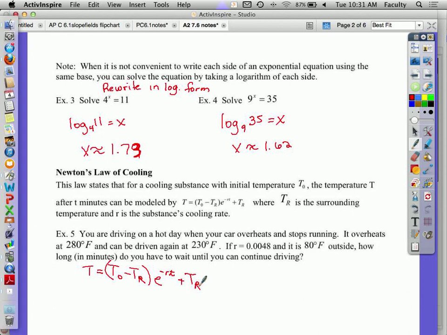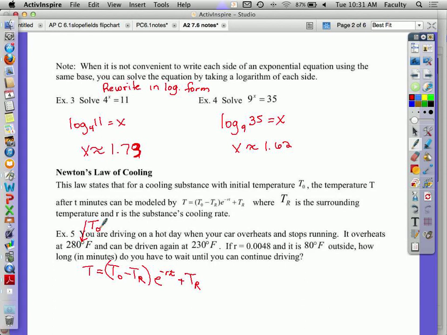It says it overheats at 280 degrees Fahrenheit. What letter does that one represent? Good job. Yeah, that's T sub 0. That's our starting temperature, right? The car is currently at T sub 0, 280 degrees Fahrenheit. It can be driven again at 230 degrees Fahrenheit. What's that?